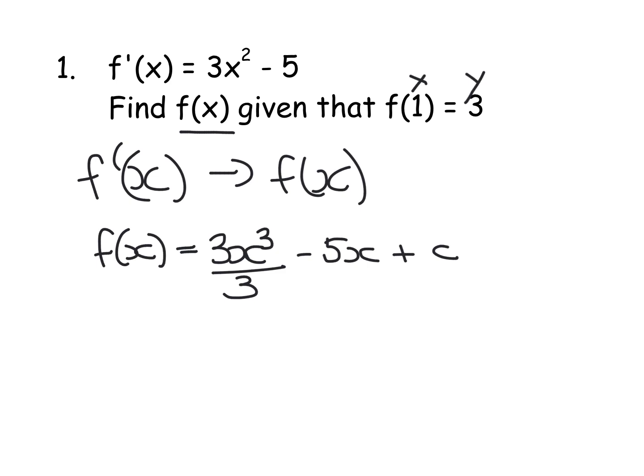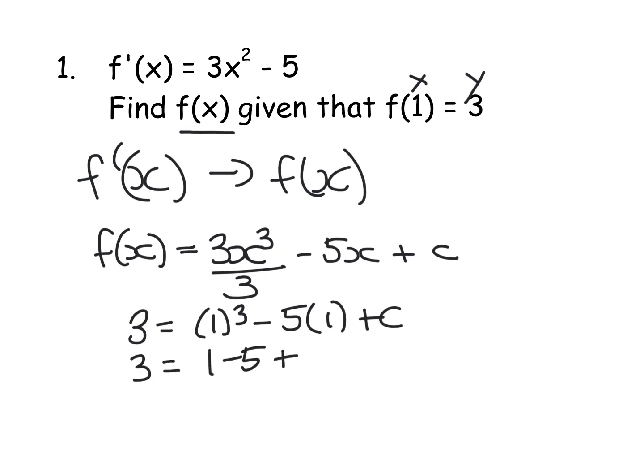So now what we're going to do is we're going to replace x and y with the numbers we've said. So f of x is basically your y thing, so that becomes 3 equals. X gets replaced with a 1. Now I should have actually simplified there. That just goes down to x cubed. So I've got 1 cubed, take away 5 times 1 plus c. So I've got 3 equals 1 minus 5 plus c. 3 equals negative 4 plus c. And if you move the 4 over, you get 3 plus 4 is 7. So final answer is c equals 7.